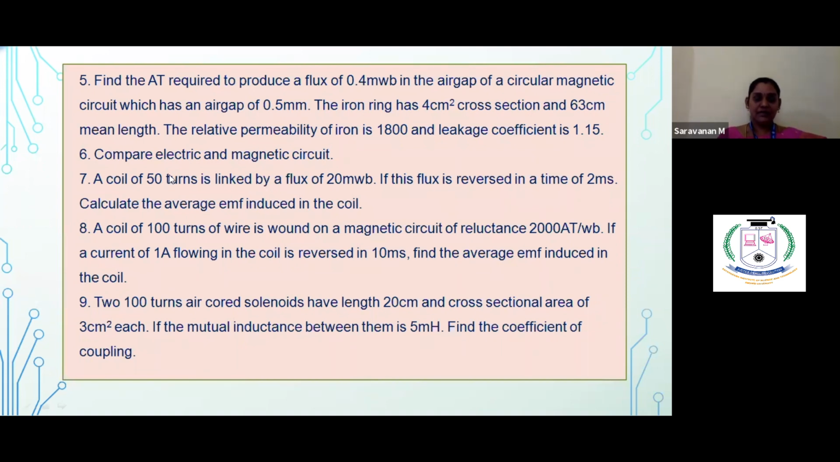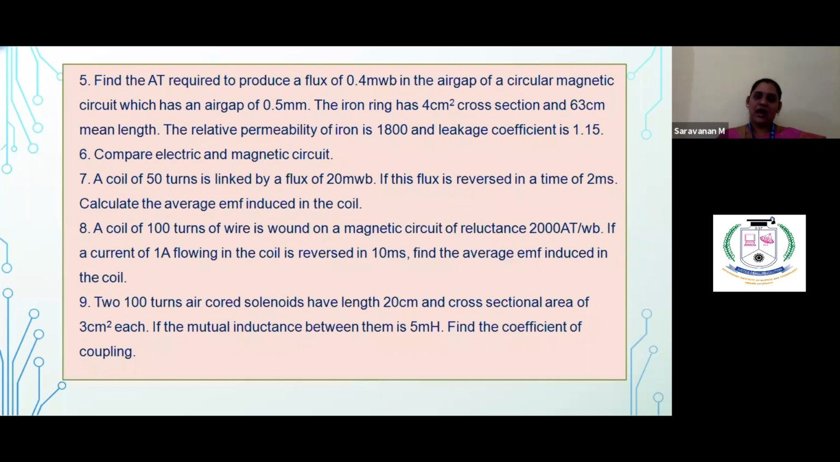See, comparing electric and magnetic circuits is very important. Please do study it. And then the coefficient of coupling K, how to find it? M divided by square root of L1 into L2. L1 and L2 are nothing but what? The self-inductance of the first coil and the second coil. L1 how can you find? N phi by I1. And L2 how can you find out?